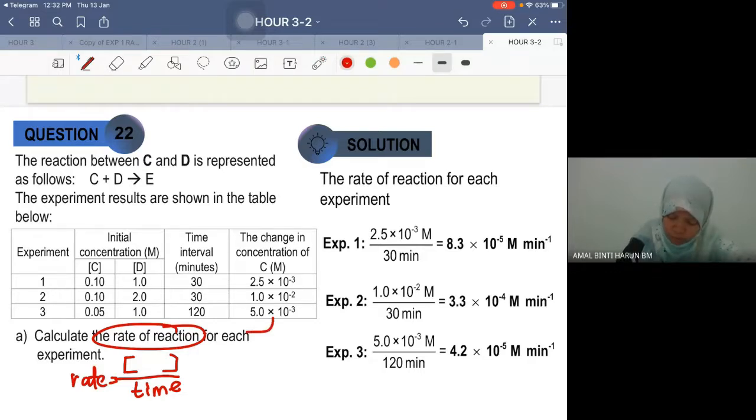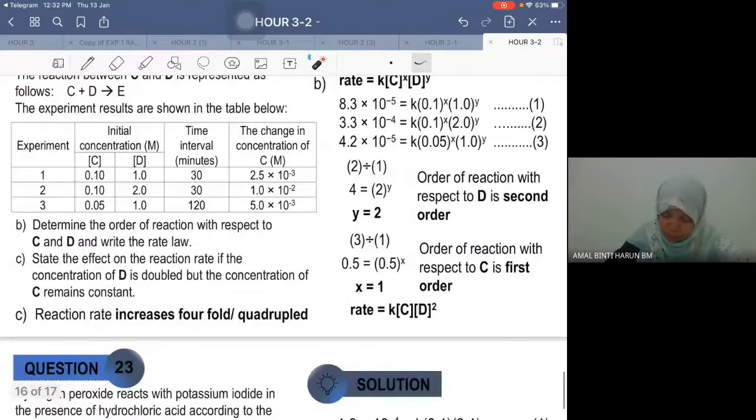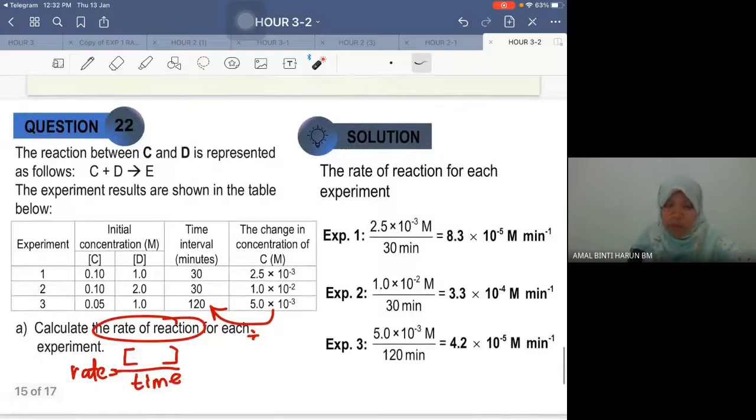Okay. Divide je. So perhatikan bila kita nampak concentration dia ni semakin, tak apalah. Okay. Faham ah? Ni paling simple lah. Change in the concentration divide by time, which is rate.